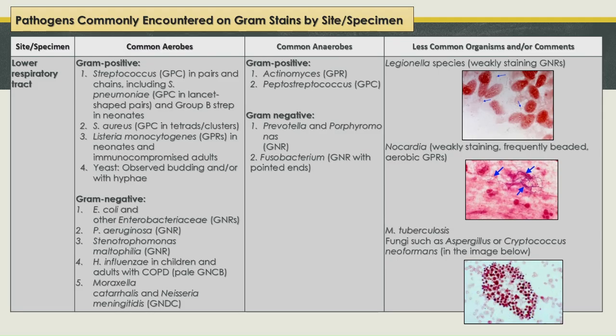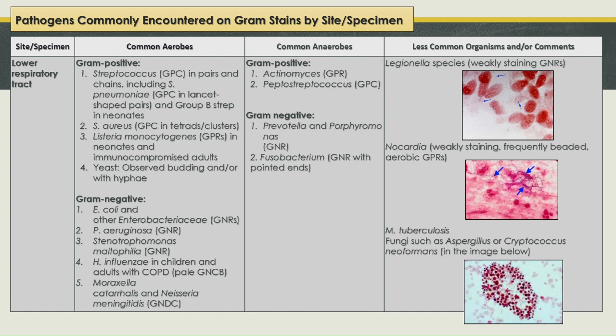Gram-negative: 1. E. coli and other Enterobacteriaceae, GNRs. 2. P. aeruginosa, GNR. 3. Stenotrophomonas maltophilia, GNR. 4. H. influenzae in children and adults with COPD, pale GNCB. 5. Moraxella catarrhalis and Neisseria meningitidis, GNDC.